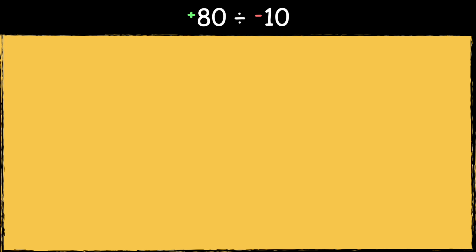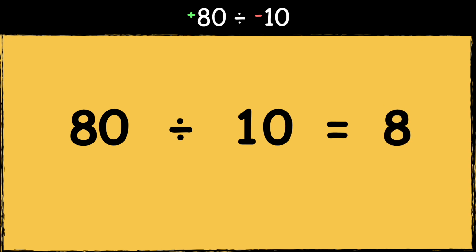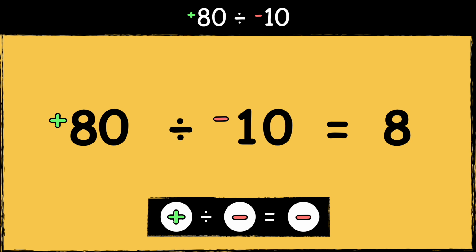Here's the next example. Positive 80 divided by negative 10. So we're ignoring the signs first. 80 divided by 10 equals 8. Now let's look at the signs. One number is positive and the other is negative. Since the signs are different, the answer is going to be negative. So the answer is negative 8.